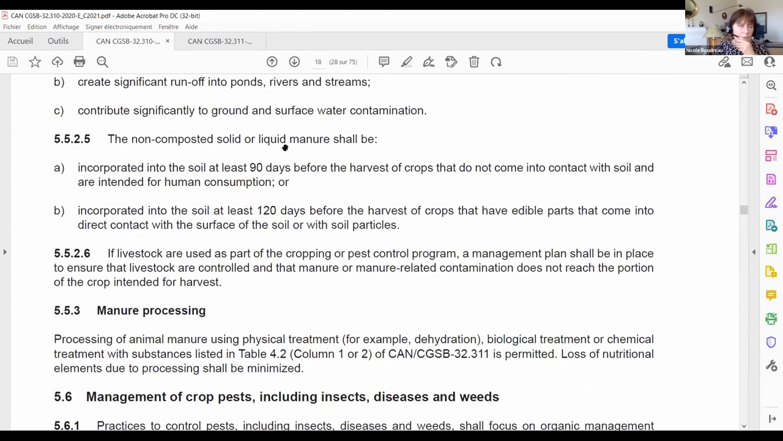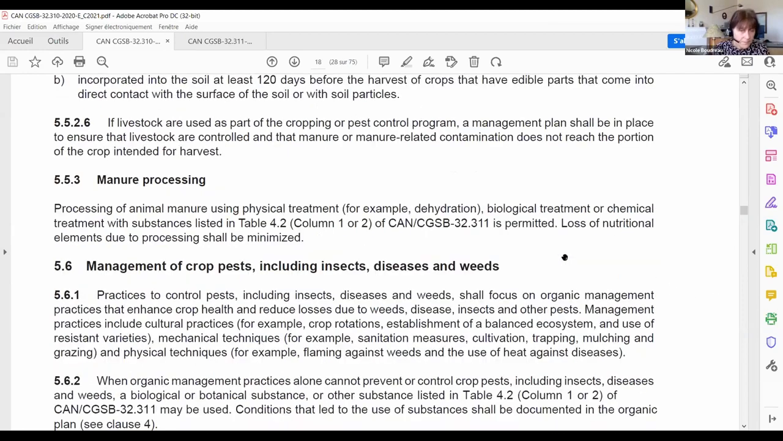For example, if you spray manure on your field, it has to be at least 90 days before the harvest of crops that do not come in contact with soil and are intended for human consumption. Or you have to wait, incorporate at least 120 days before the harvest of crops that have edible parts that come into direct contact. So if you grow spinach and salad, it is 120 days. If it is carrots, it is inside the soil, so it is the 90-day requirement.